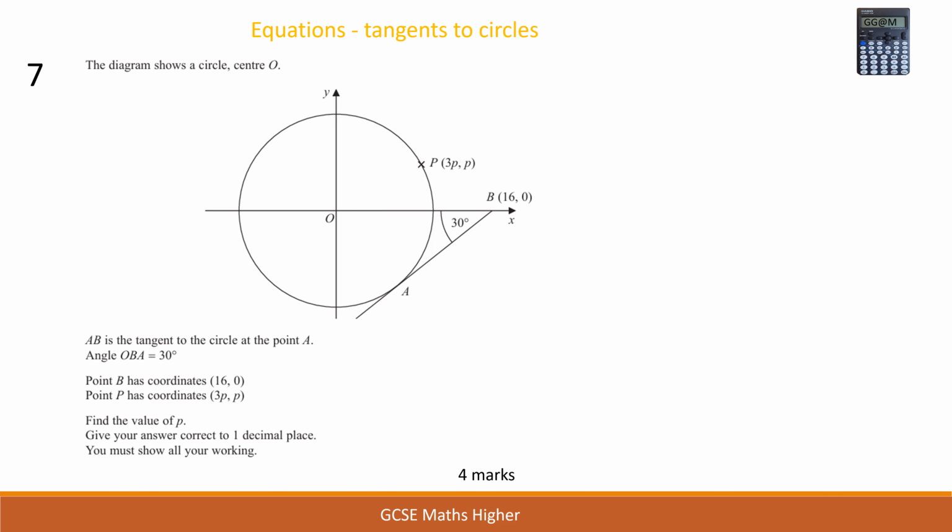Question on equations and tangents to circles. Keywords in the question: you've got to find the value of P. Make sure you leave your answer to 1 decimal place, and you must show all your working out. Read through the question carefully, press pause, have a go at working out the answer, and then press play when you've got an answer. Remember, you can write on the diagram to help you. Key bits of information are already on your diagram. Draw on extra lines that you need to help you.